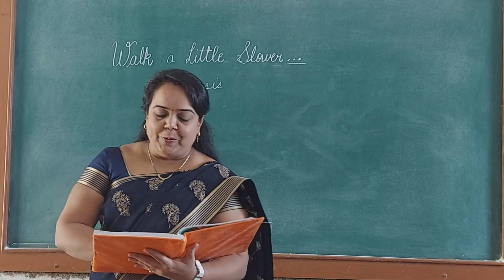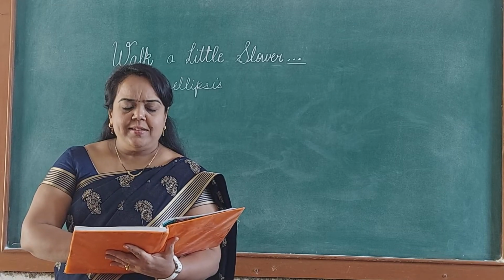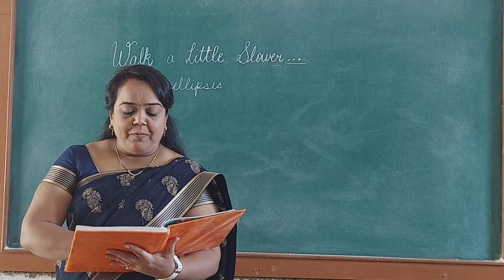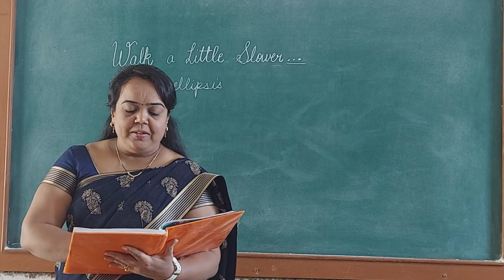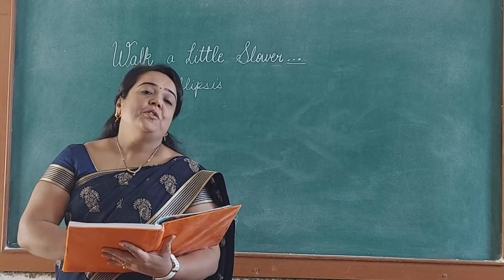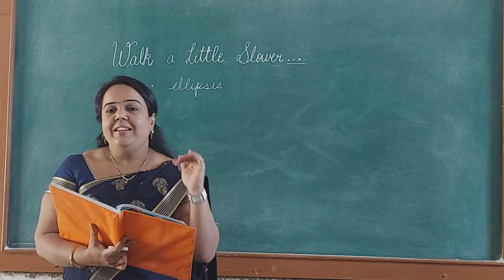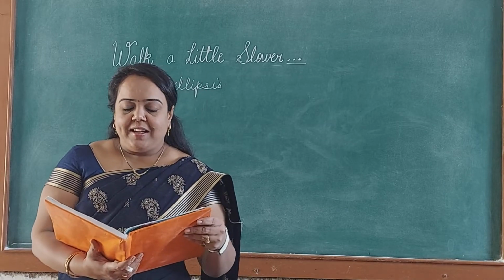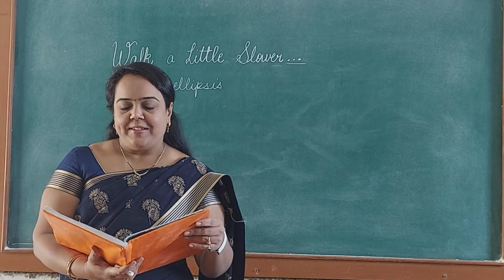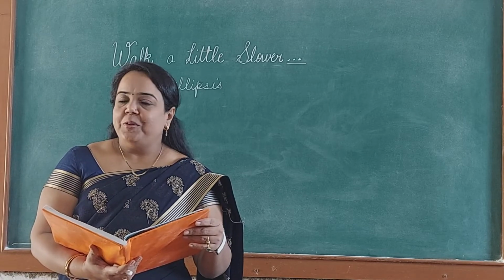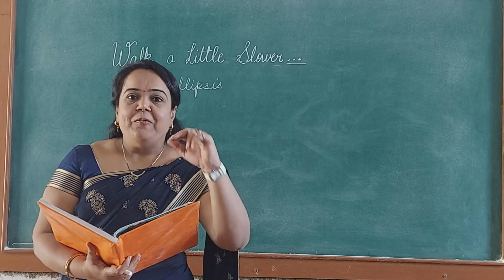Walk a little slower. Walk a little slower, Daddy, said a little child so small. I am following in your footsteps and I don't want to fall. Walk a little slower, Daddy. So he is directly addressing his daddy, and what is the little one saying? Said a little child so small, I am following in your footsteps and I don't want to fall. Daddy, please walk slowly. I am following you.